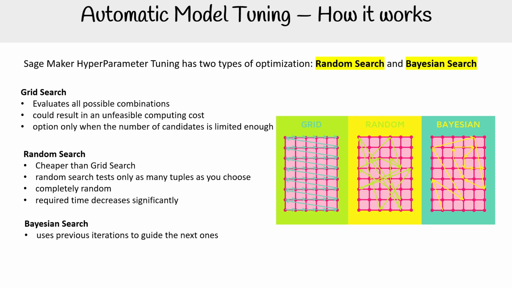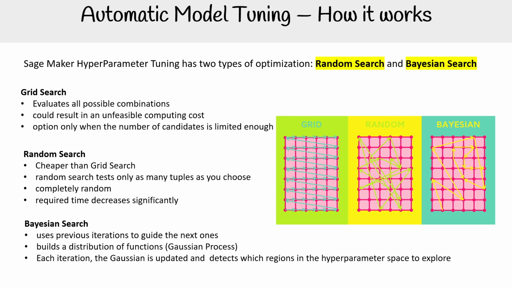You have Bayesian, which is a better iteration than the last one. It builds a distribution of functions, a Gaussian process. Each iteration, the Gaussian is updated to detect which region of the hyperparameter space to explore. The amount of iterations is determined and the most optimal tuples are returned. I've got a lot of stuff on automatic model tuning, but this is enough for at least the AI practitioner. So depending on what you're doing, we're going to stop here, okay?